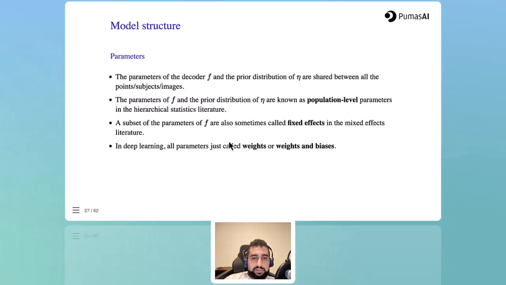Now, in deep learning, they use different terminology, and the different terminology here is just weights, or weights and biases. Whenever you have a neural network, all the parameters of a neural network are usually referred to as weights or weights and biases, and we'll see what the difference between the weights and the biases is in this context. But often you will just find that people use the term weights for describing the parameters of a neural network. That's in the case of F here using neural networks as part of its structure.